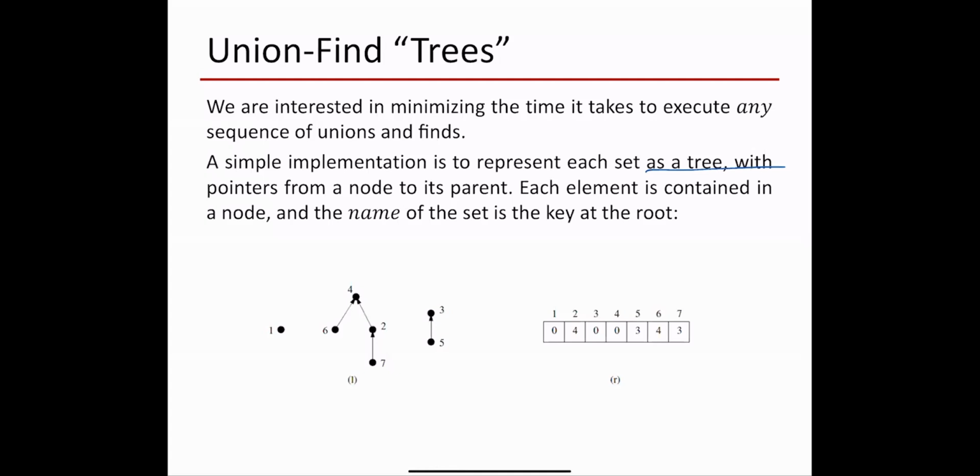What do you mean by pointer being the node's parent? Each element is contained in a node. The name of the set is the key at the root. So 1 is root itself. 2's parent is 4, so go to 4. 4 is root itself. 3 is root itself. 5's higher parent is 3. 6's higher parent is 4. 7's higher parent is 2.